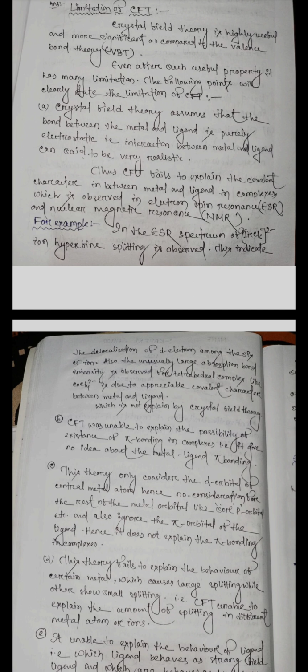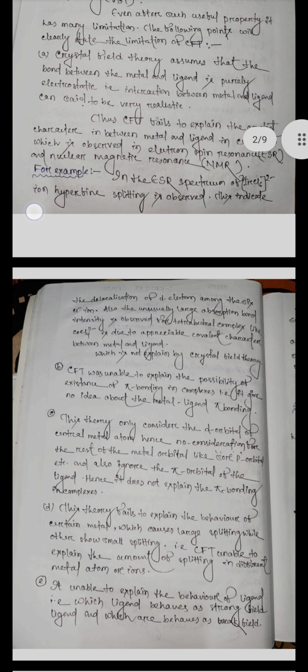For example, in the ESR spectrum of IrCl6 2- ion, hyperfine splitting is observed. Thus, this indicates the delocalization of d electron among the 6 Cl- ions. Also, the unusually larger absorption band intensity observed for the tetrahedral complex like CoCl4 2- is due to appreciably covalent character between metal and ligand, which is not explained by crystal field theory.